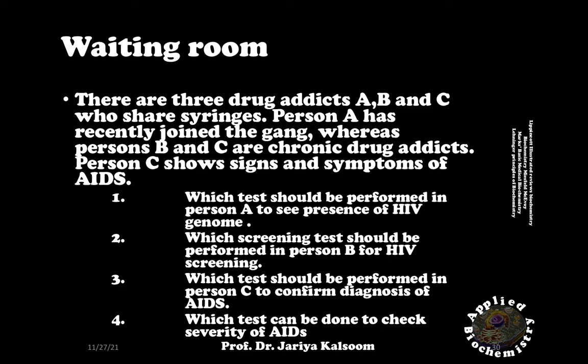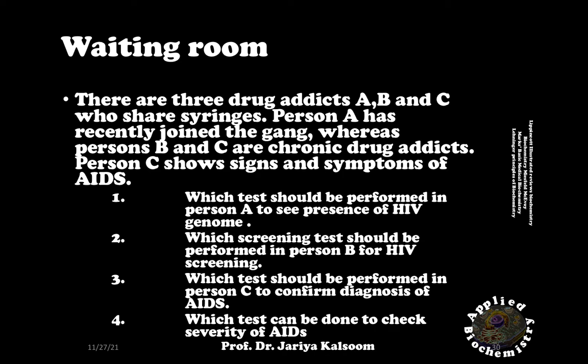anti-HIV 1 and 2 antibodies are tested through enzyme immunoassays or chemiluminescent immunoassays or ELISA. AIDS diagnosis can be confirmed by PCR. Severity of AIDS can be checked by CD4 count. The enzyme-linked immunosorbent assay, ELISA, is used to screen individuals for antibodies to the HIV virus.